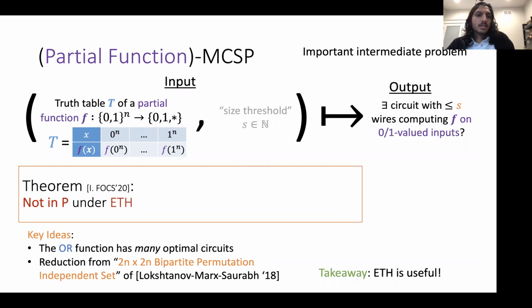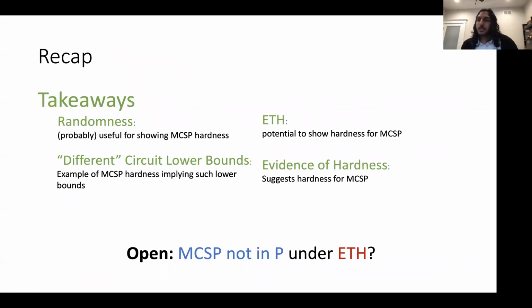Great. So let me just recap a little bit about what the takeaways are. I think we have a good example of how to use randomness in showing hardness for MCSP. We have a good example of using ETH to show hardness for MCSP. I didn't talk about this so much because that's going to be the subject of the rest of the talk. And hopefully you'll agree with me that these problems, morally, should give us an indication about the hardness of MCSP, I think especially the partial function version of MCSP.